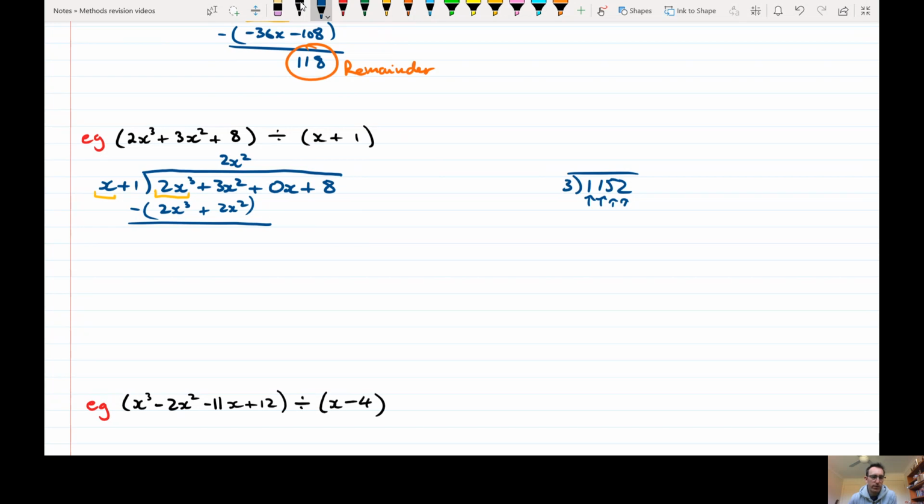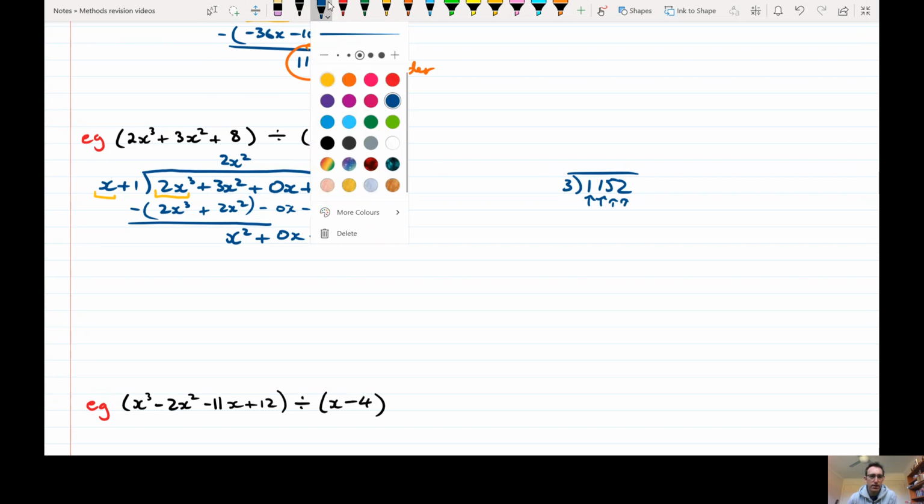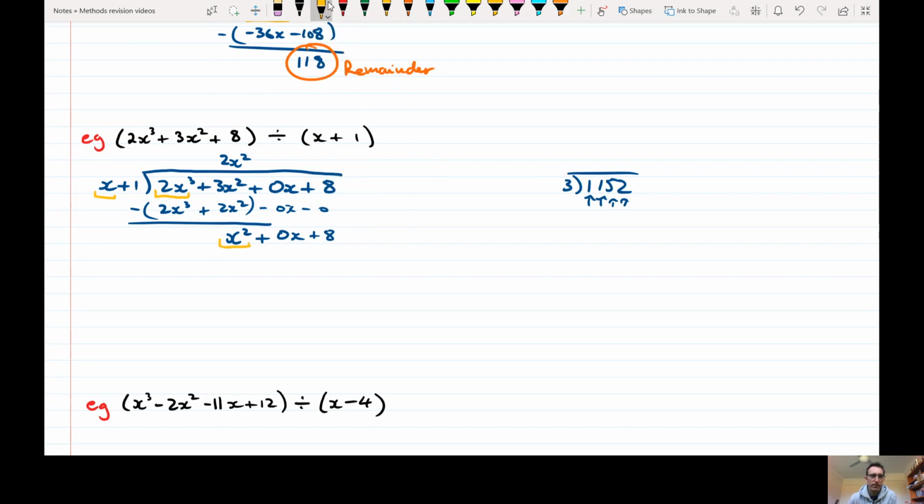And 2x cubed minus 2x cubed is 0. 3x squared minus 2x squared is just x squared. And then you've got a minus 0 there. So you're still in it with plus 0x plus 8.